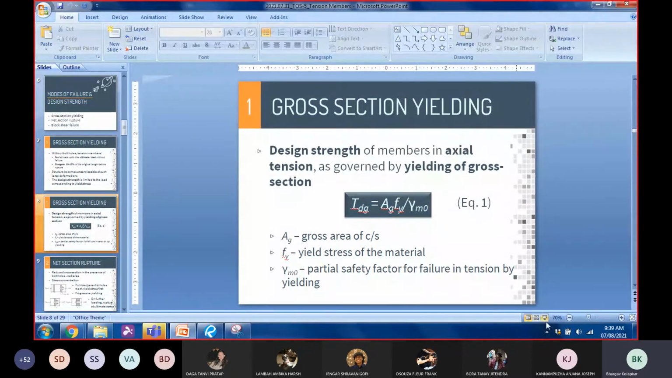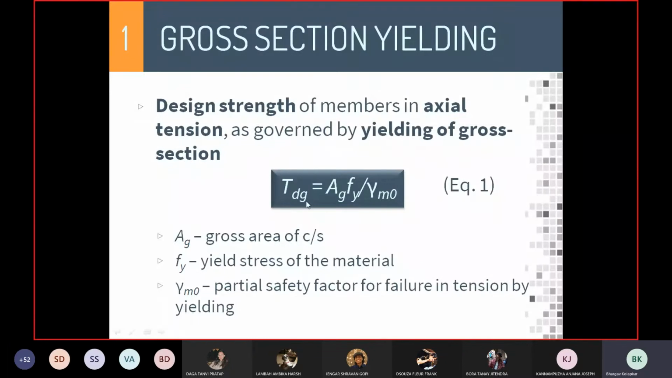So we get a simple formula. TDG is equal to AG Fy upon gamma M0. Okay, wherein AG is the gross area of the cross section, Fy is yield stress of the material, and gamma M0 is the partial safety factor for failure in tension by yielding.